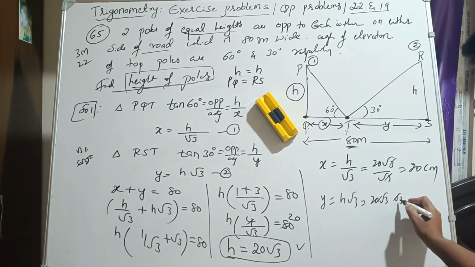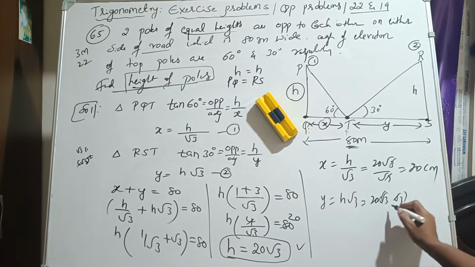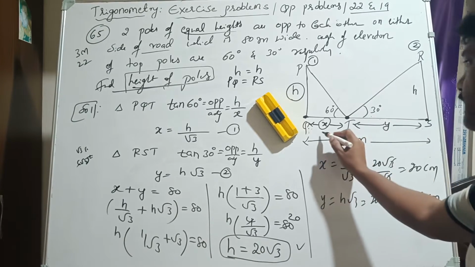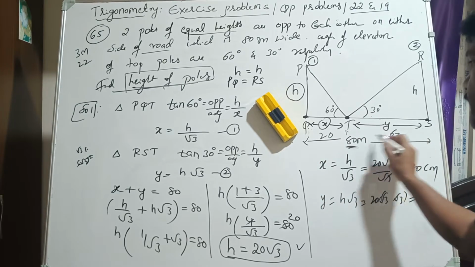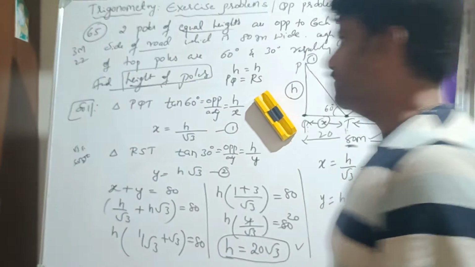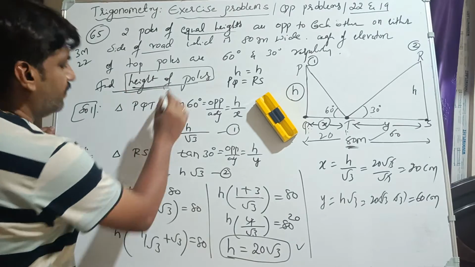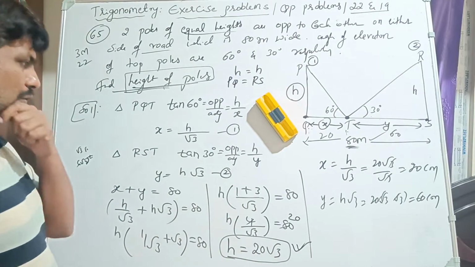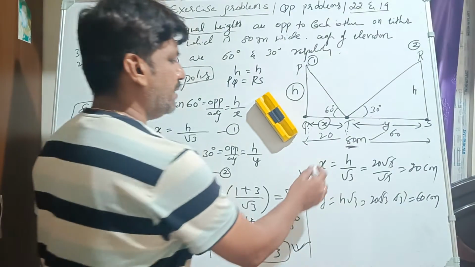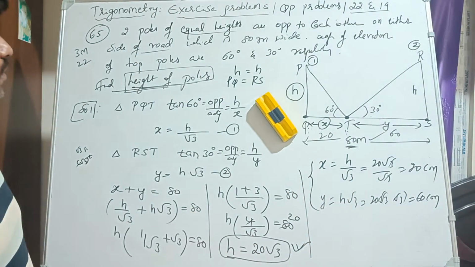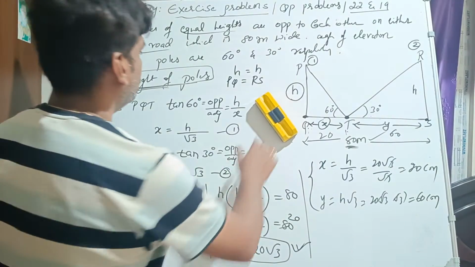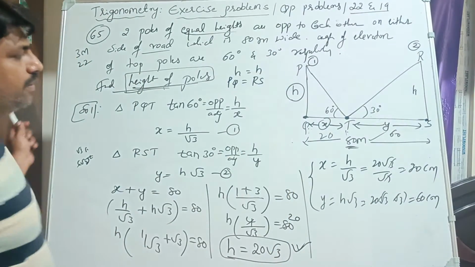So root, so square will get cancelled. 20 into 3 is 60, you will get. So this part is 20 and this part is 60. If I add both, I will get 80. So this is what the question they have asked. But they have asked here up to this H, that is 20 into root 3, right? So these two they may ask X and Y. So this is how a 3 marks problem is asked, right? So in 2022. Okay, I hope you understood this.